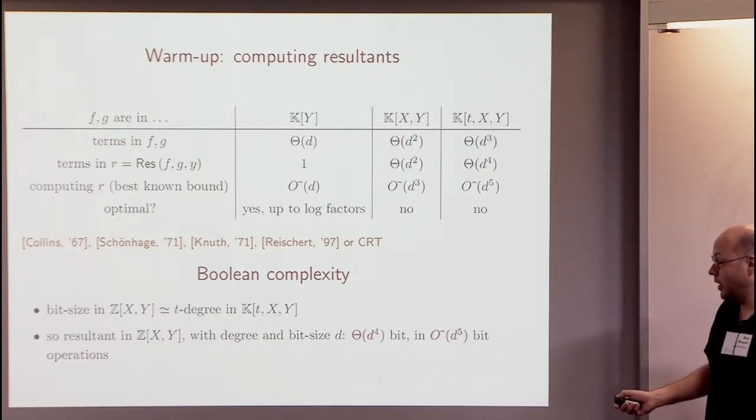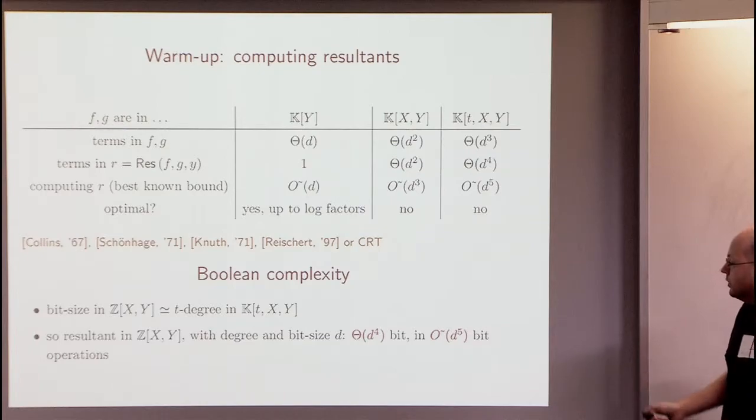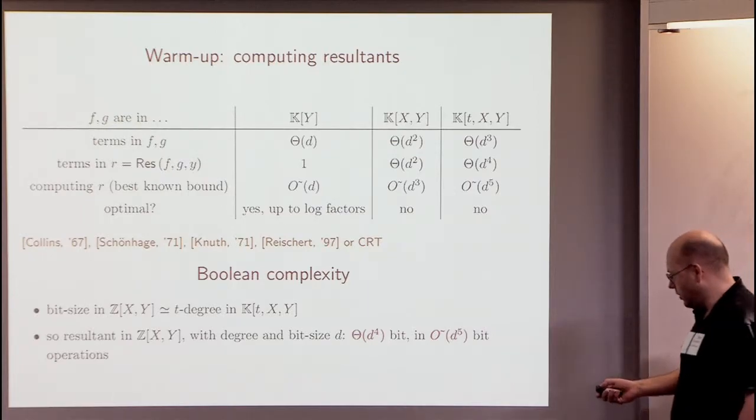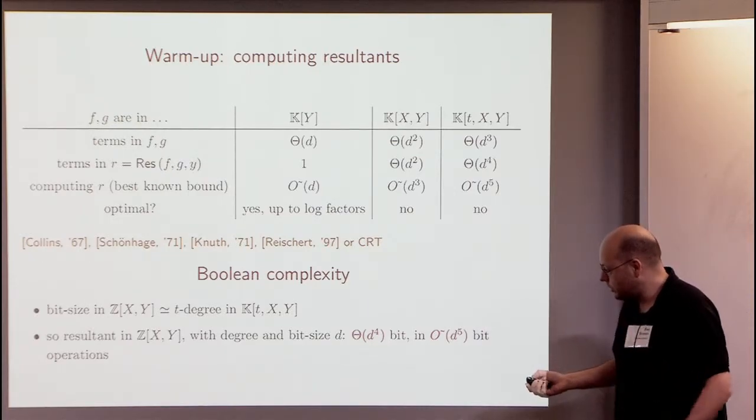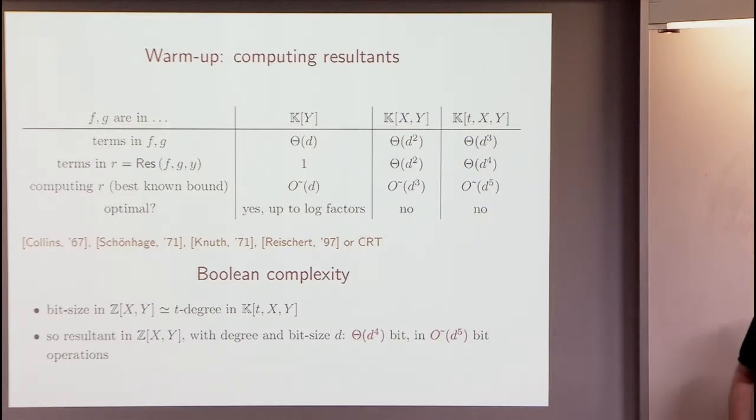The resultant is a large object. It has d to the 4 bits, and we can compute it in that amount, d to the 5. So here I'll be able to say something. So that's not optimal, and the goal is to show algorithms that get you closer to the optimal, not quite for resultant, but for solving systems, which are more or less the same thing.